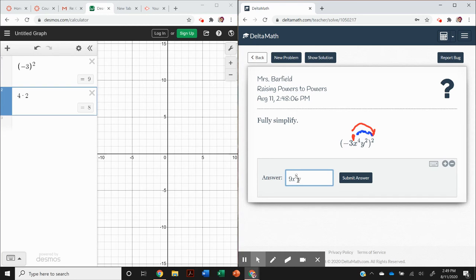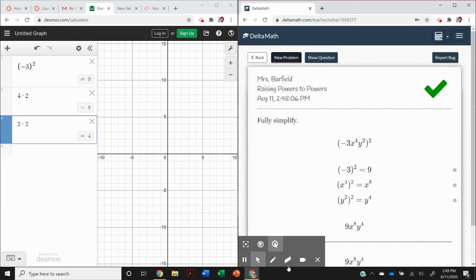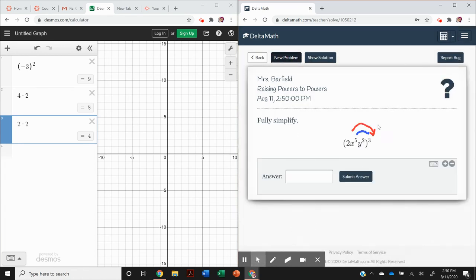Now I'm at the y's. Without drawing on the picture, I think you're getting the idea. I'm going to multiply the exponents 2 times 2. So y to the fourth. Submit my answer. Yes, there we go. Oh, it erased. Awesome. New problem. Let's erase that.